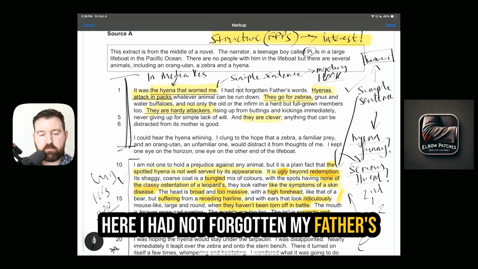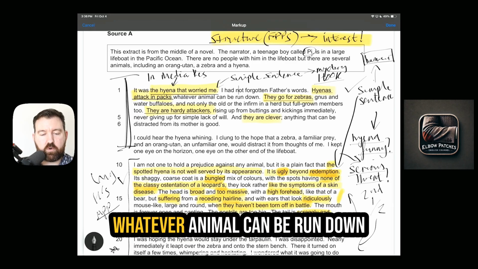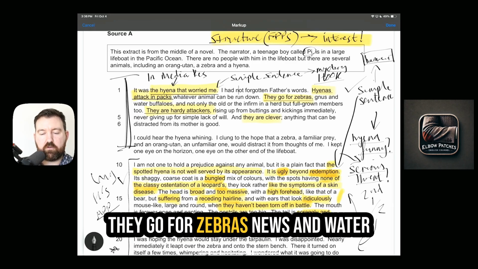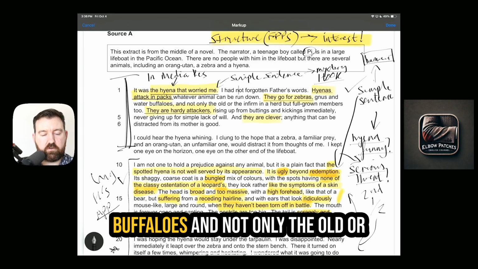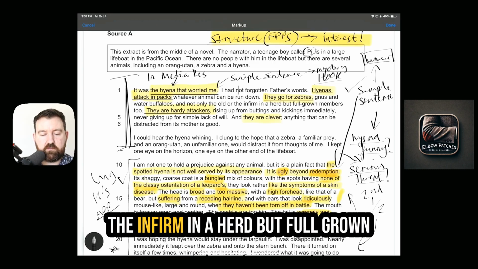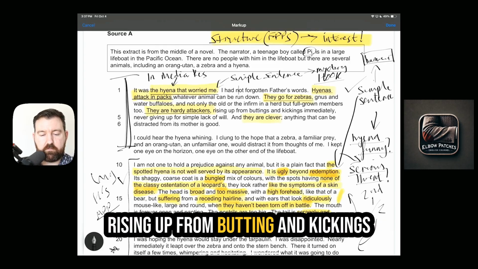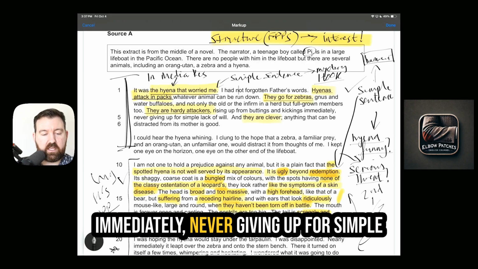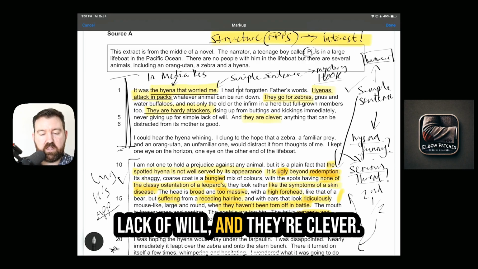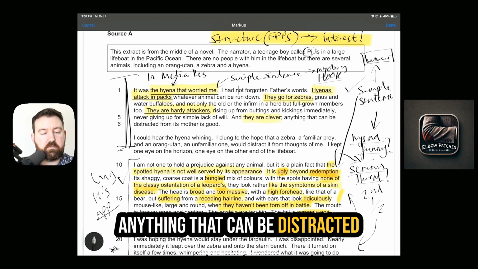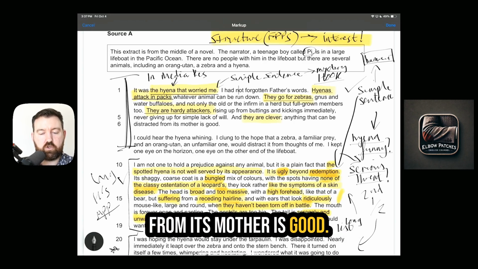I had not forgotten my father's words. Hyenas attack in packs whatever animal can be run down. They go for zebras, gnus, and water buffaloes, and not only the old or the infirm in a herd, but full-grown members too. They're hardy attackers, rising up from butting and kickings immediately, never giving up for simple lack of will, and they're clever. Anything that can be distracted from its mother is good.